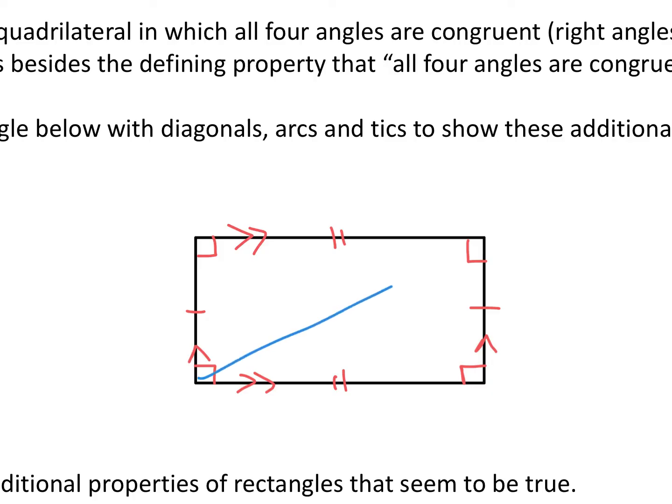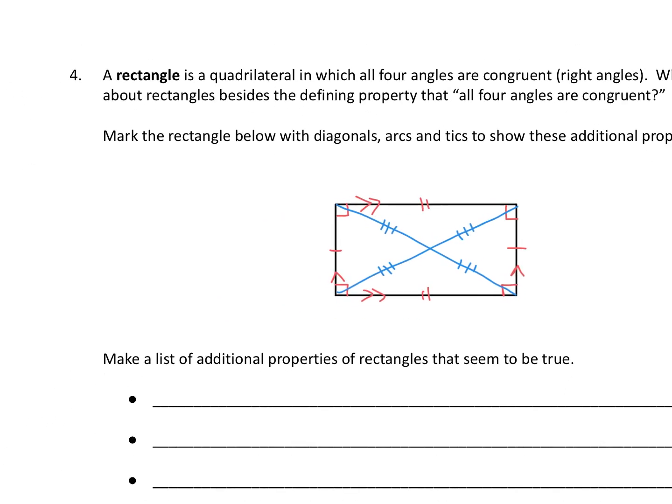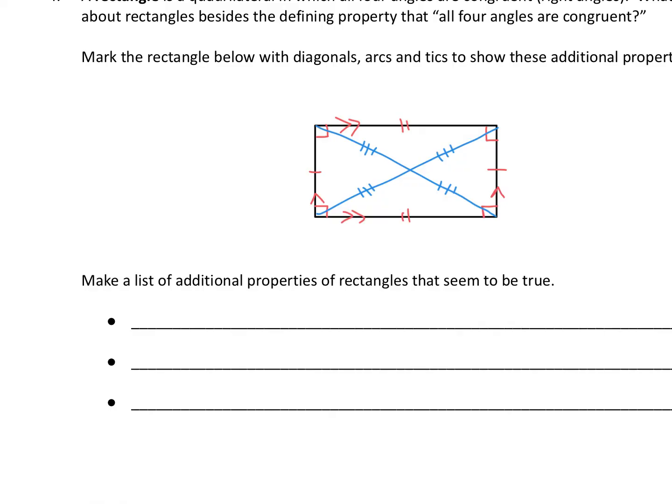So here's our first diagonal from vertex to vertex. Here's our second. So it looks like our diagonals have two properties. It looks like the diagonals are congruent, right? These two blue lines are going to be the same length, and they also bisect each other. So this length is equal to this length, which is equal to this one, which is equal to this one. All right. Okay, let's go ahead and list all of these.